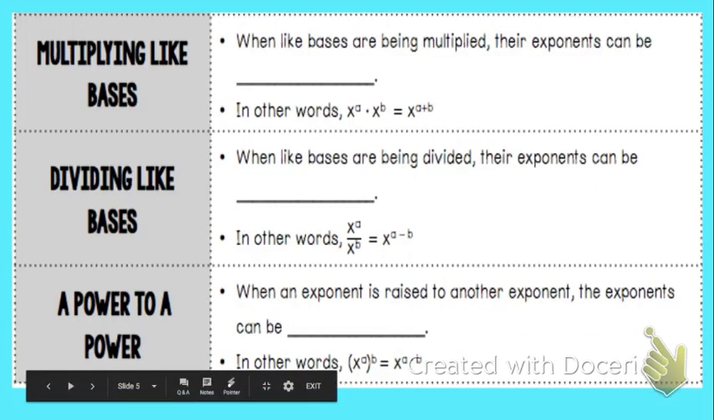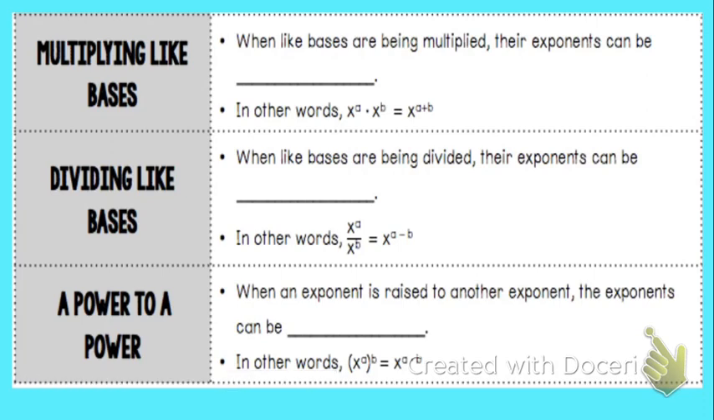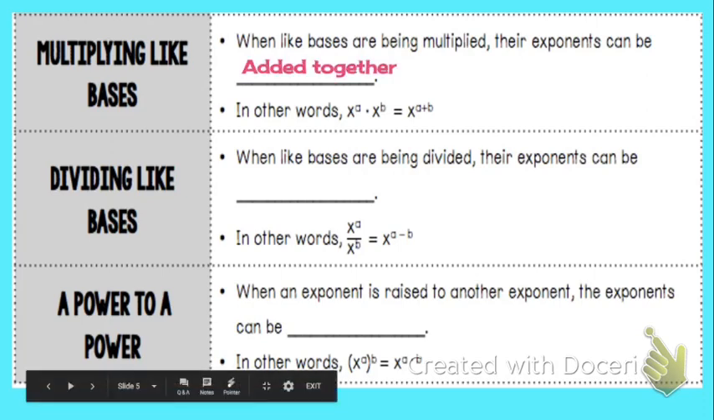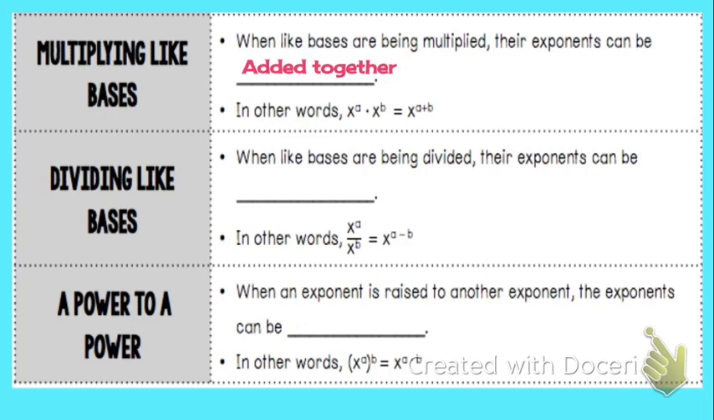Okay, so some rules for properties of exponents. When multiplying like bases, you're going to add the exponents together. So when like bases are being multiplied, their exponents can be added together. In the example below, it says x to the a power times x to the b power. You're going to add a plus b together.